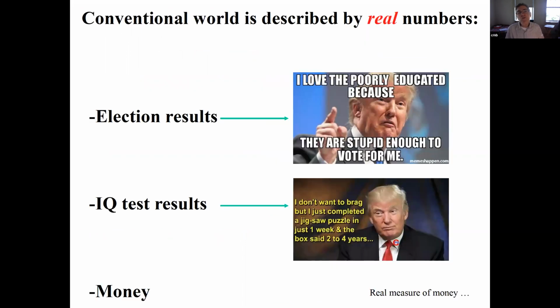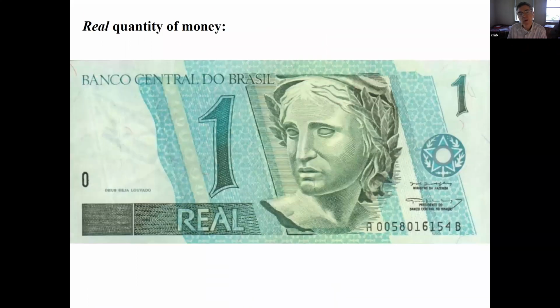Okay, so as you know, conventional real numbers are used to describe standard real-world things like election results, like IQ test results, okay, like money. And here is an example of a real measure of money, just in case you need one.